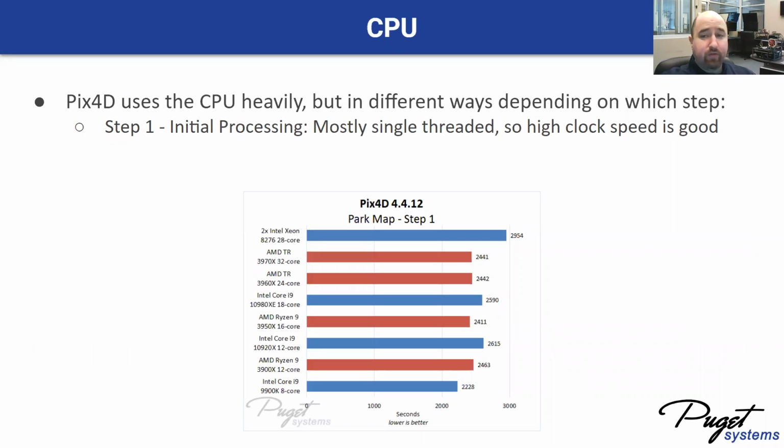It uses the CPU very heavily, but in different ways depending on which step. Hopefully you guys are familiar with this. There's kind of 3 general steps in Pix4D. Step 1, initial processing, is mostly single-threaded. So high clock speed is good. And the charts that I've got here, to keep it easy to read, I've kept the ordering of the CPUs the same in every chart that we're going to go through here. But it's basically ranked from most expensive at the top to least expensive at the bottom of the CPUs I included. And you can see lower's better.